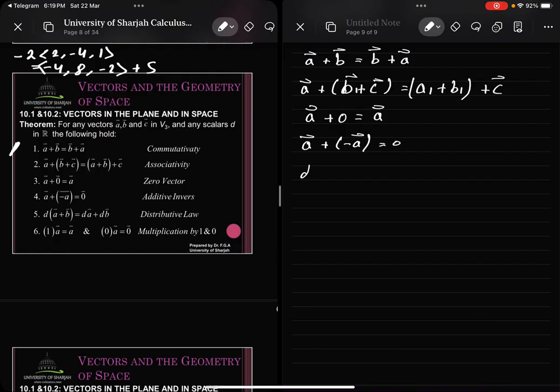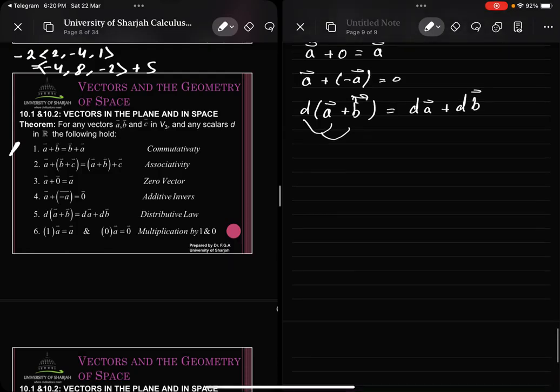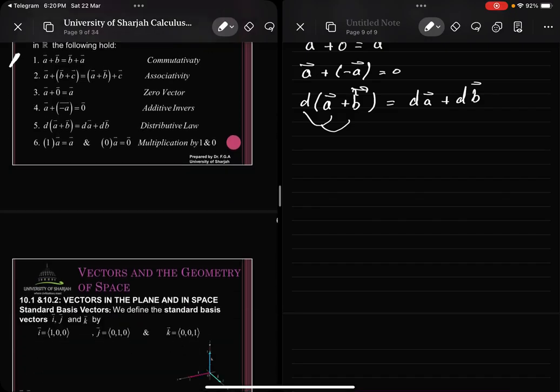If we have D multiplied by vector A plus vector B, it will be DA plus DB. 1 multiplied by vector A will be A, and 0 multiplied by vector A will be 0.